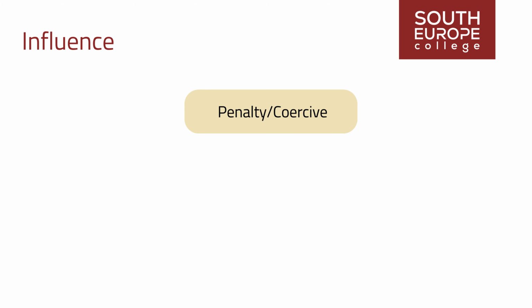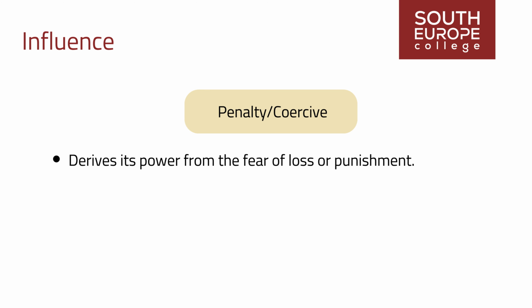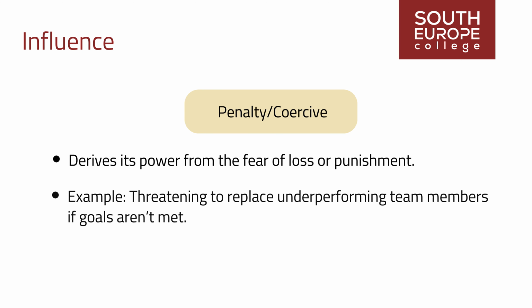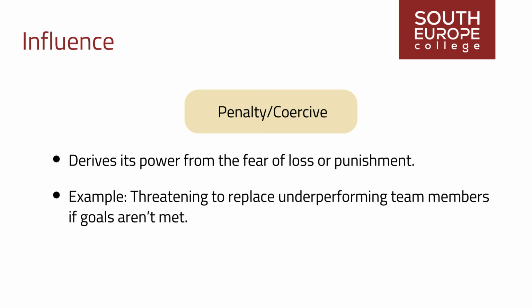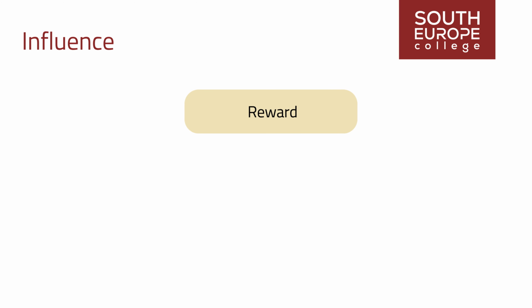Penalty, coercive. Penalty influence derives power from the fear of loss or punishment. Examples of how this may play out for a team member may include the loss of one's job, a demotion, a pay decrease, or the revocation of desirable circumstances such as preferred projects or the corner office. A classic example is a sales manager who tells underperforming team members that they will be replaced if goals aren't met.